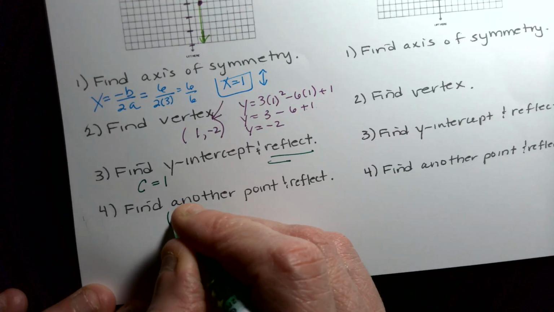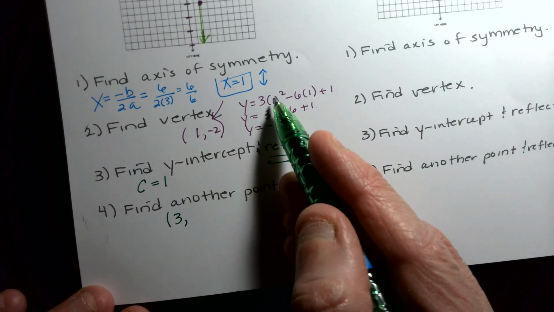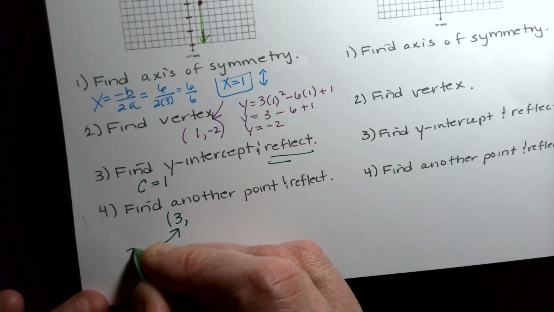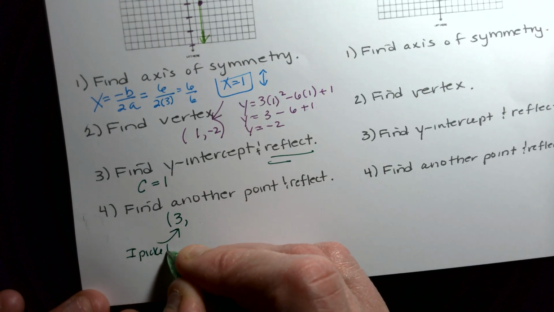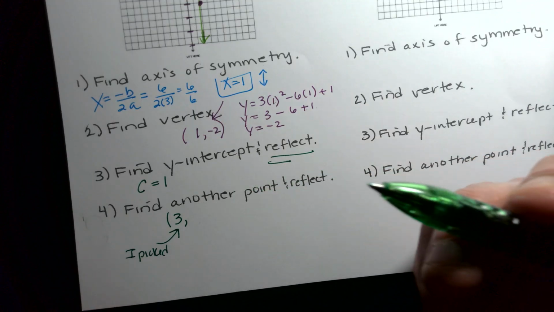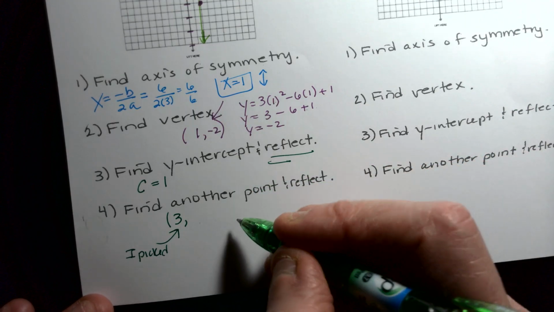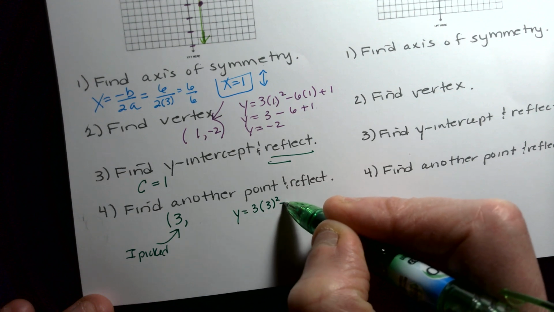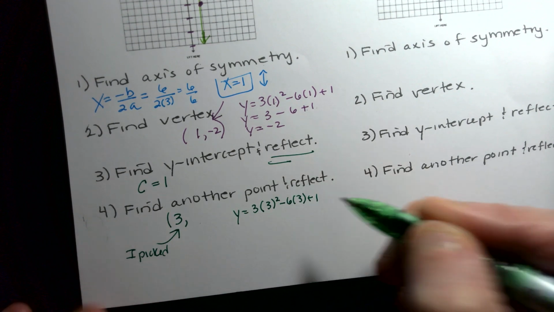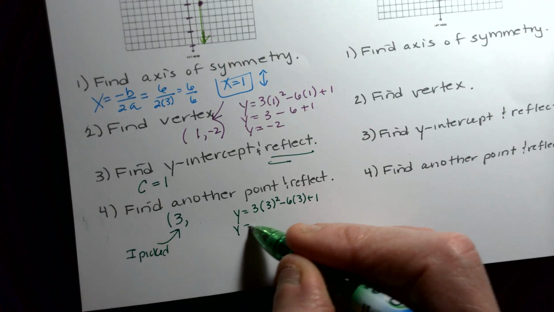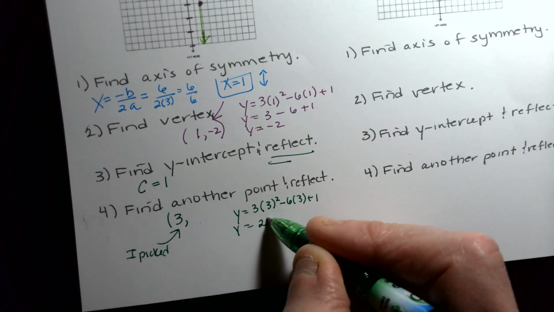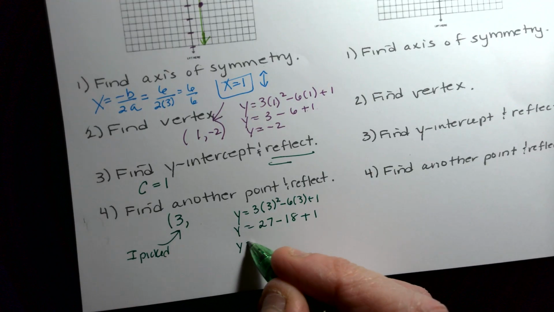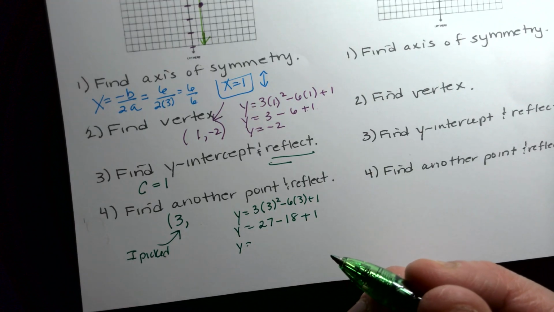So we're going to pick 3 for the x, and we're going to substitute it in like we did here and figure out the y. So I picked that. You could have picked something different, but if you get too big, it goes off your graph. This might even go off the graph. Let's see. Y equals 3 times 3 squared minus 6 times 3 plus 1. Y equals 3 squared is 9, times 3 is 27, minus 18, plus 1. And y equals 27 minus 18.